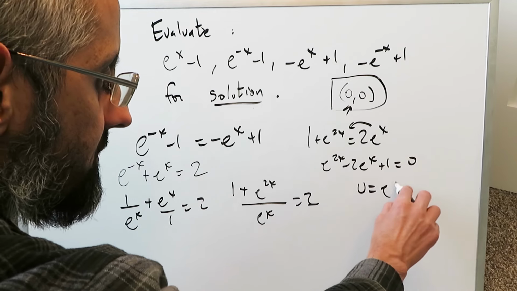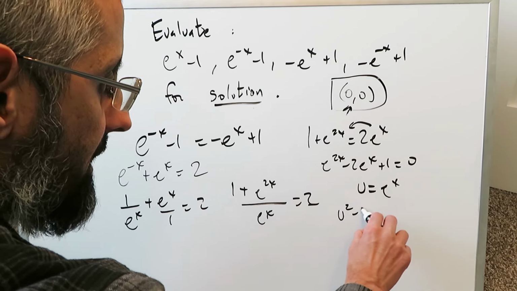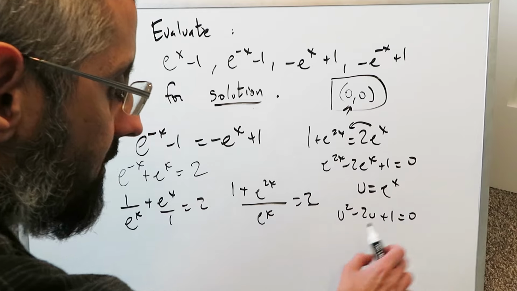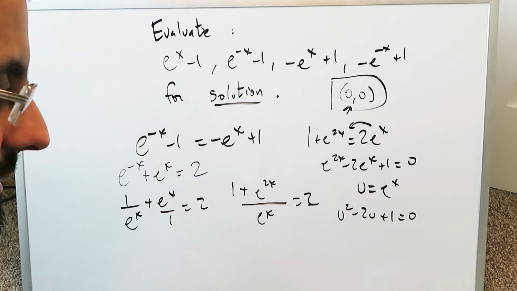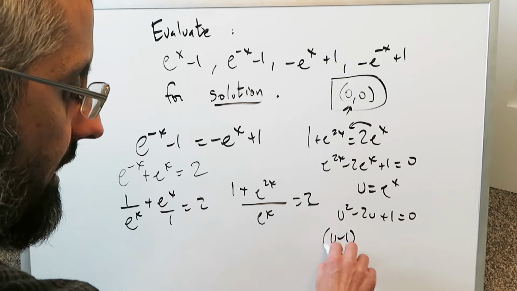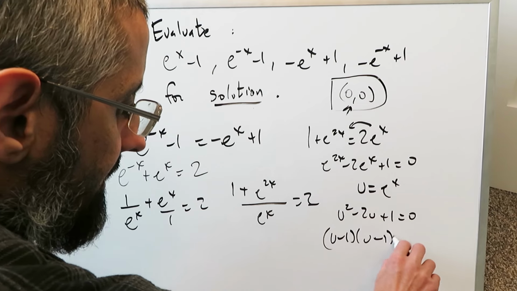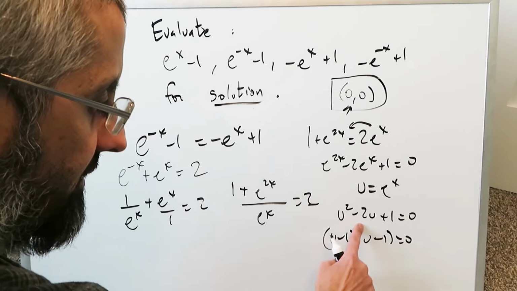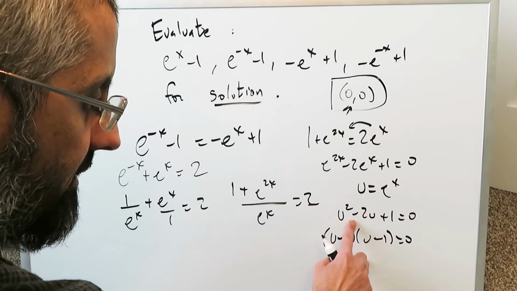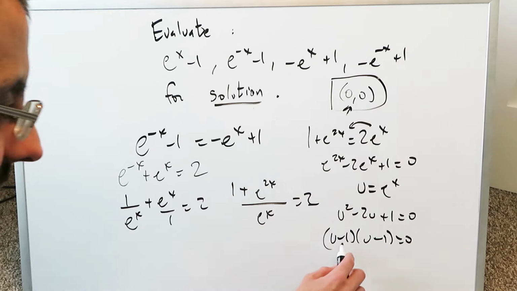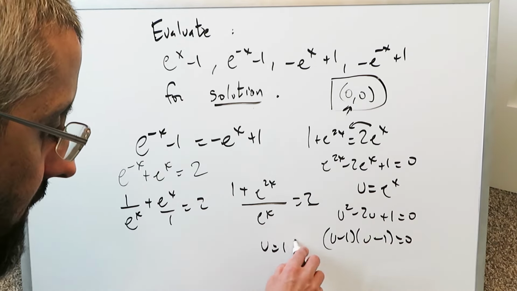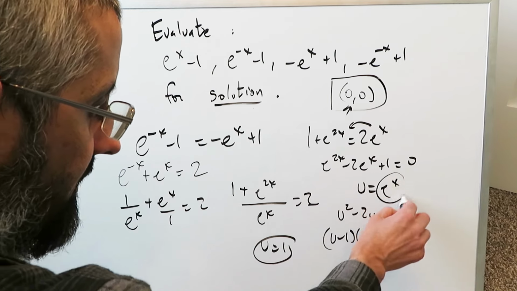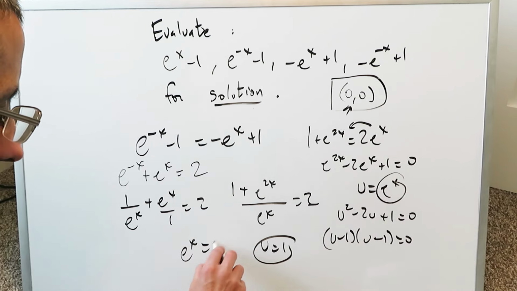If u is equal to e to the x, I'm getting u squared minus 2u plus 1 is equal to 0. You can solve this out, it's not too hard. You'll have a u minus 1 and a u minus 1 is equal to 0, because when you compute this, you get this. U minus 1 times u minus 1 is u squared minus 2u plus 1. In each of these instances, u is equal to 1. But we know u is equal to e to the x. I have e to the x is equal to 1.